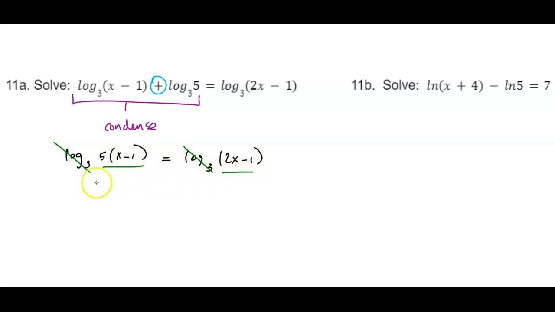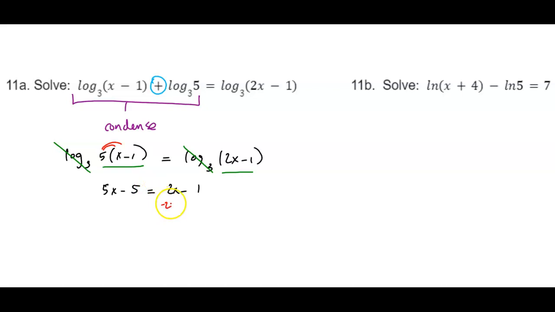So we need to make sure that, just for the sake of ease, I'm going to go ahead and distribute that 5. We need to make sure that 5x minus 5 is equal to 2x minus 1. Now we're just moving things around to solve for x. So I'm going to move all at the same step.